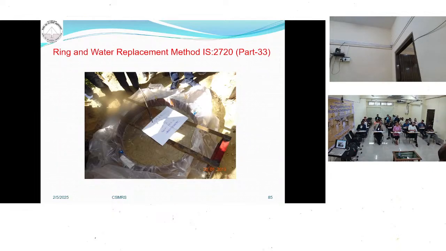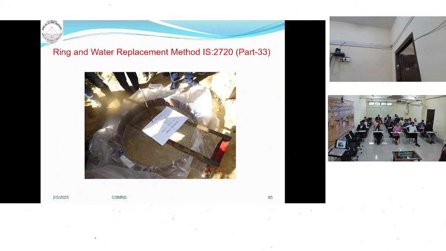The pointer is there. You fix the pointer, and you mark the location of the bench on the ground. After that, you fill this ring with the help of water, and the water you are putting inside it is measured with the help of a measuring jar. When the water touches the tip of this pointer, you measure how much water has gone up to that level.